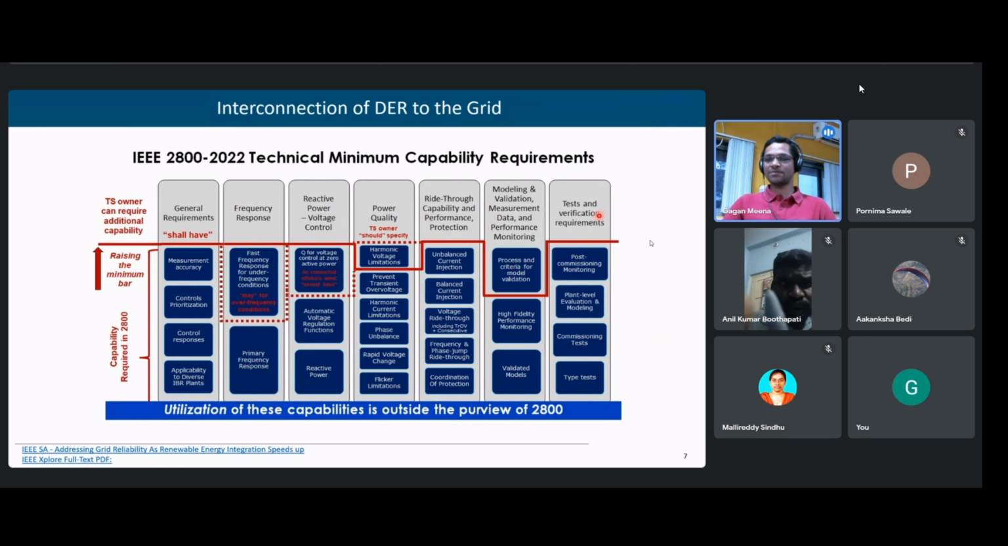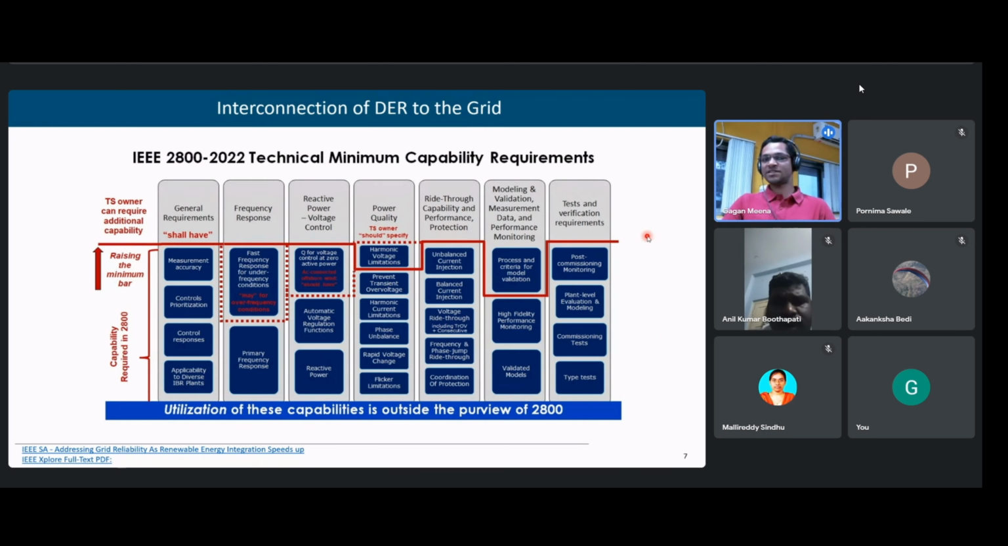All the requirements have been mentioned. This slide shows the IEEE standard technical minimum capability requirements. There are general requirements like measurement accuracy, control prioritization, and control responses. There are also some guidelines for test and verification requirements for each of the new plants which are to be established or connected to the grid.